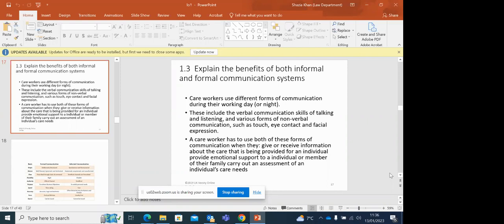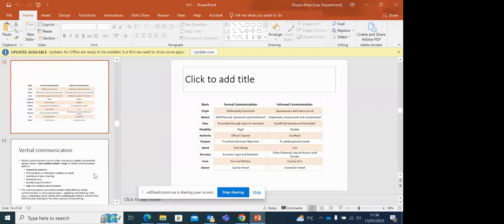Yeah. A care worker has to use both of these forms of communication when they give or receive information about the care that is being provided for an individual, provide emotional support to an individual or member of their family, and carry out an assessment of the individual's care needs. So it's really important when you're talking to someone whose family member is quite ill that you're able to communicate properly and listen to what they're going through, because it may be something that's upsetting them quite a lot, but you're able to communicate verbally to them.